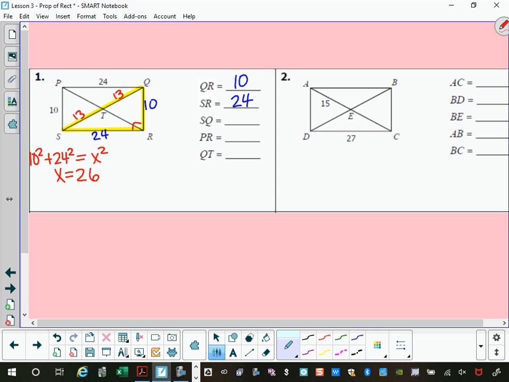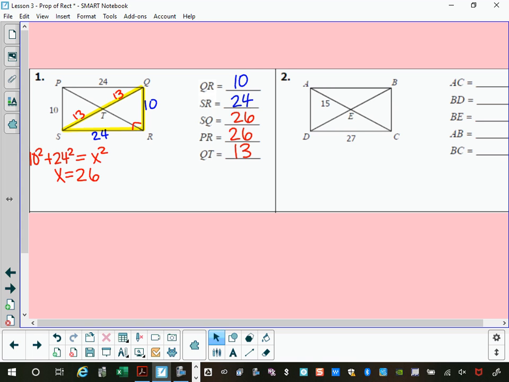So now we can keep going. What is SQ? 26. What about PR? 26, because diagonals are congruent. If one diagonal is 26, then the other diagonal is going to be 26. And then what about QT? 13. Good. Does that make sense?